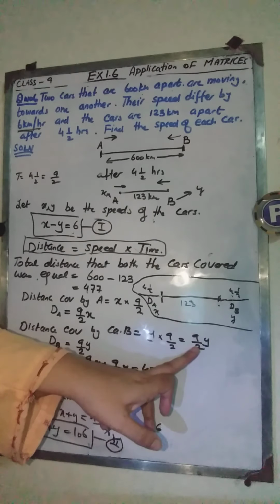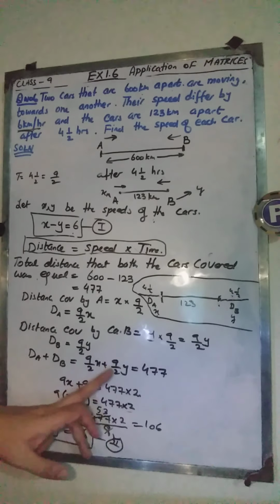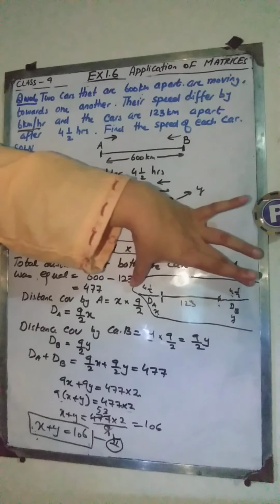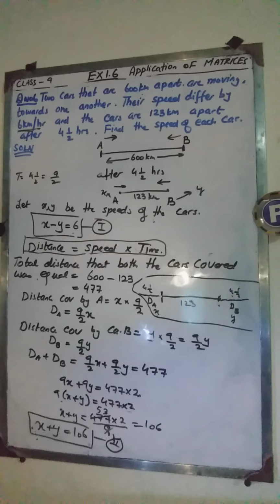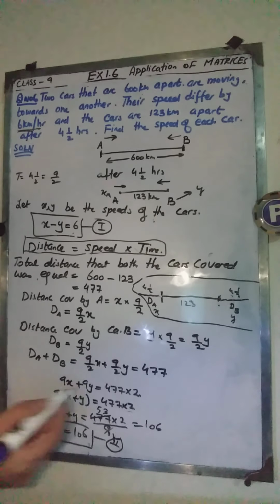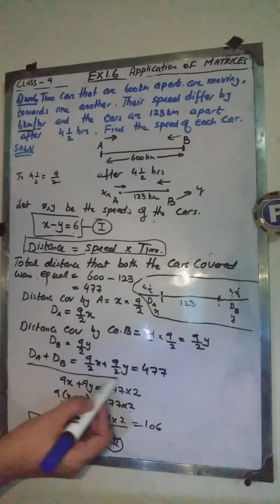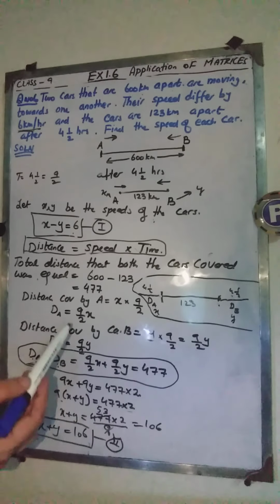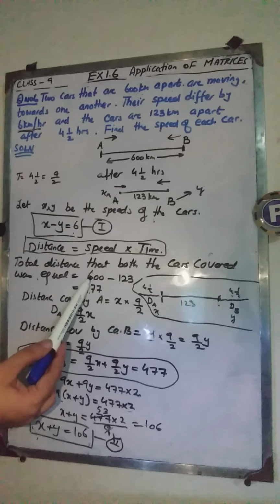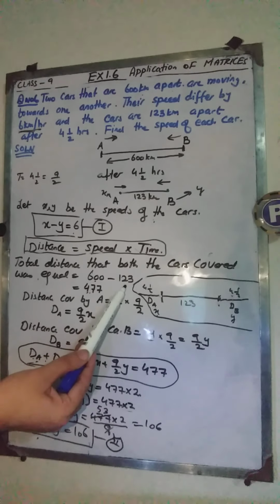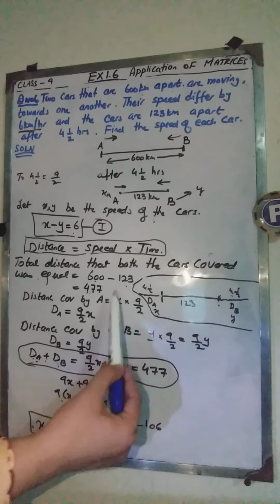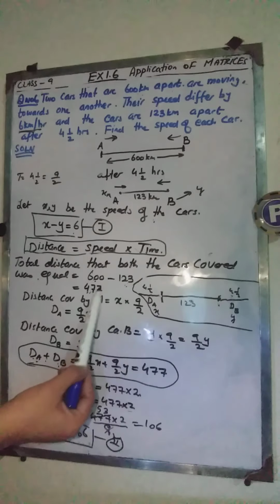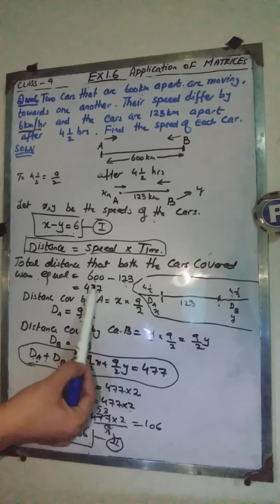Now the sum of these two distances must be equal to 477, because 477 plus 123 will make a total distance of 600 kilometers. Okay, so from this information, we can easily find the second equation, that the total distance that they have covered was equal to 477, because in the beginning it was 600 and the remaining distance is 123. It means the distance that they must have covered will obviously be 600 minus 123, because these two distances must add up to give 600.